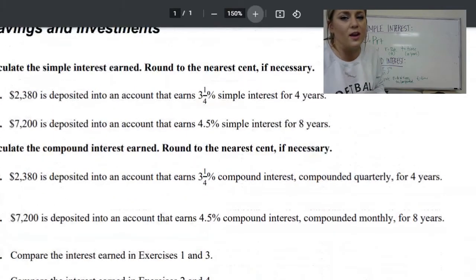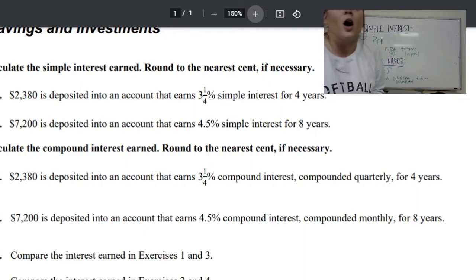We're going to start with number 1. We're going to calculate the simple interest earned, and then we're going to round to the nearest cent if necessary. Okay, so it would be the nearest hundred, sorry. All right, so, but the nearest penny, because we're talking about money. All right, so we're going to use interest equals principal times rate times time.